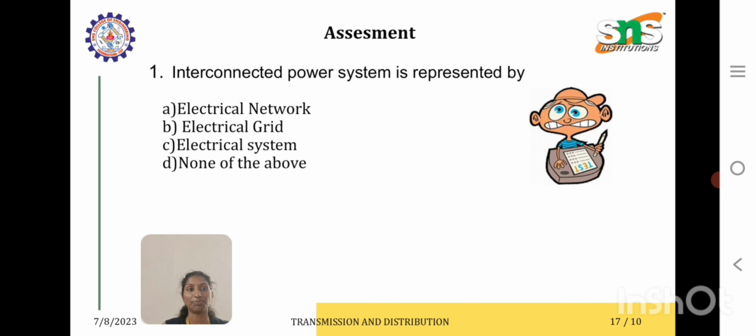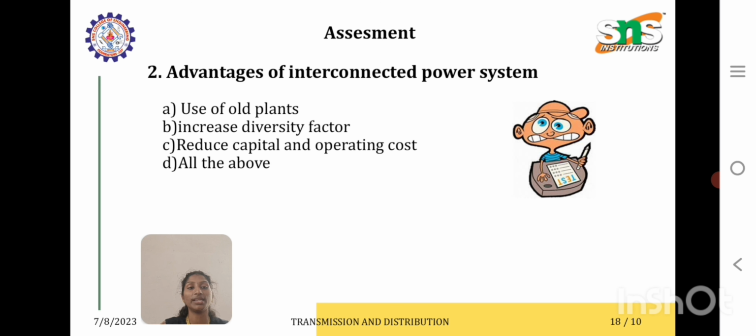So an interconnected power system is represented by what? Electrical network, electrical grid, electrical system, or none of the above. Can anyone guess the answer? Advantages of interconnected power system: use of old plants, increase diversity factor, reduce capital and operating cost, all the above. So guess what might be the answer?